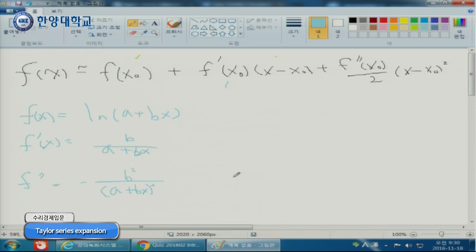This is very important in finance. I'll show you one application of this one. And then next, about the next one.